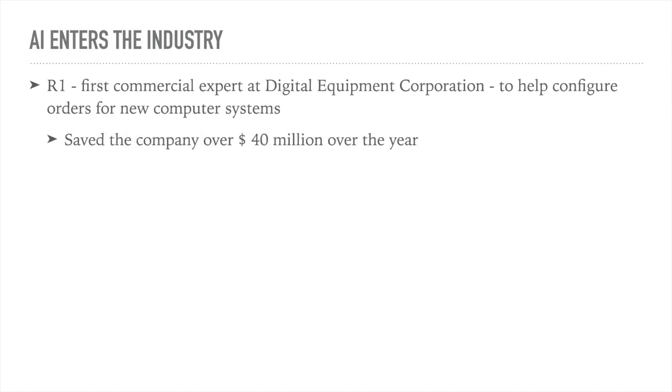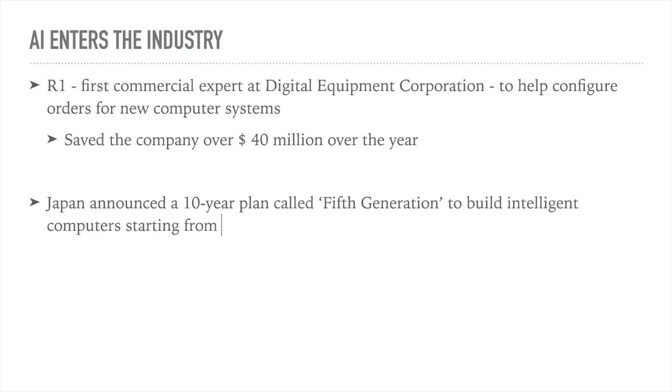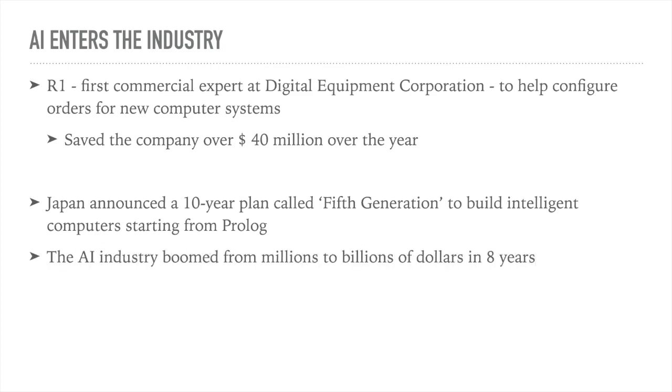It actually saved the company almost $40 million in a year. And we are talking about sometime in the 1980s. So you can imagine how much money the machine was able to save. Suddenly there was a boom. Everyone wanted an AI, everyone wanted a machine which was apparently so much more efficient than humans. Japan went on and announced a 10-year plan called the Fifth Generation to build intelligent systems. Similarly, so many other companies and countries were investing in AI systems. The entire industry went from millions to billions of dollars in 8 years.